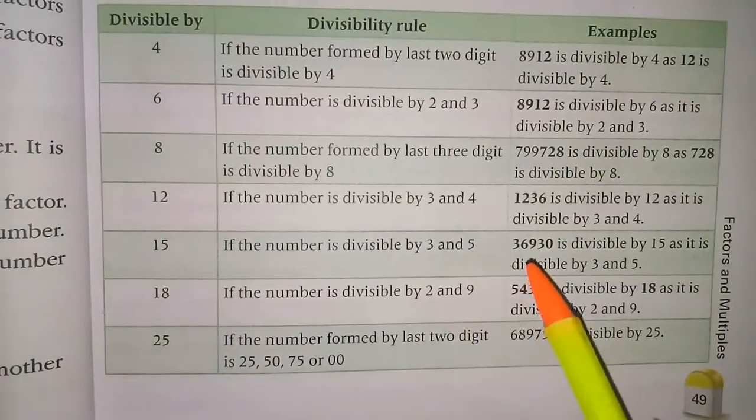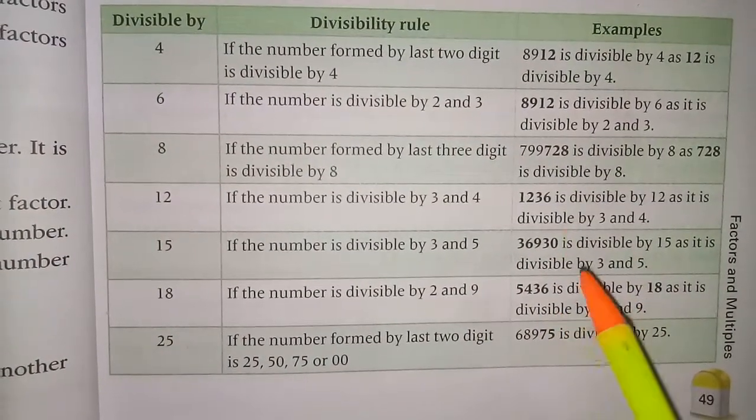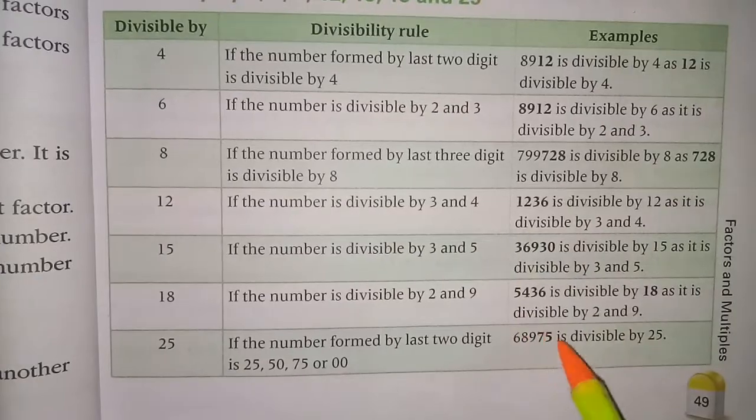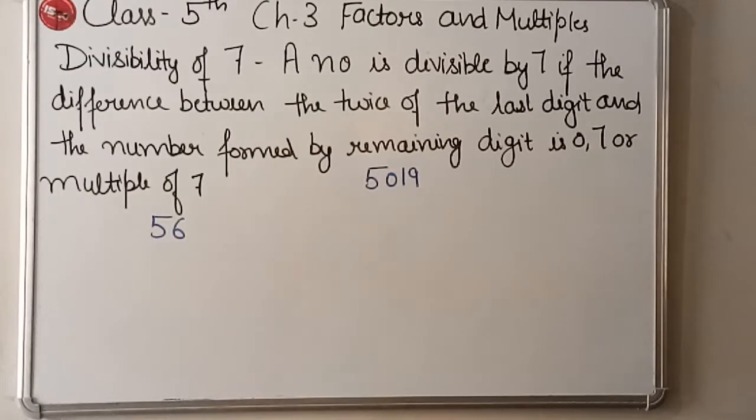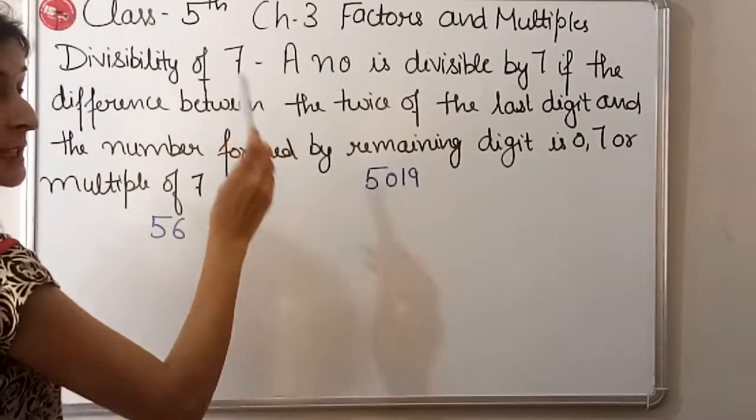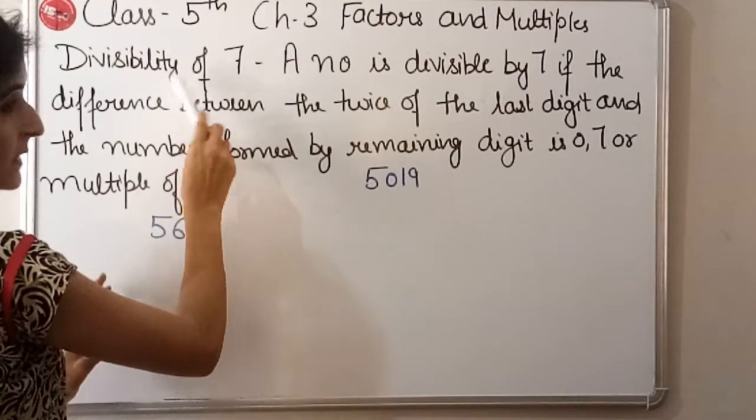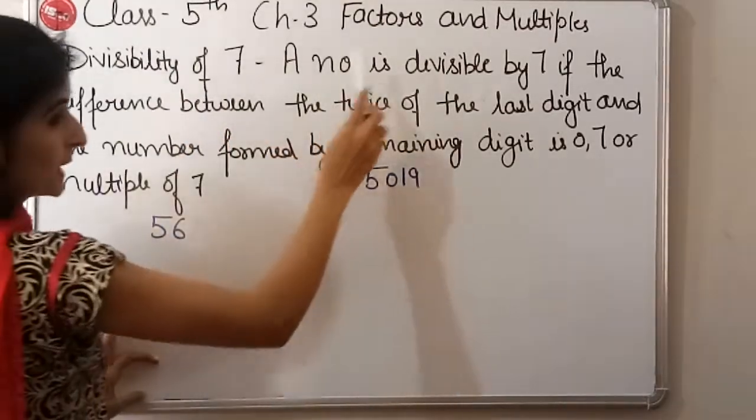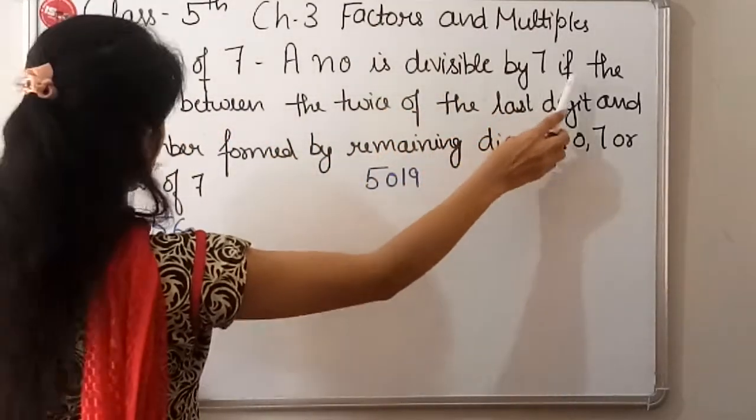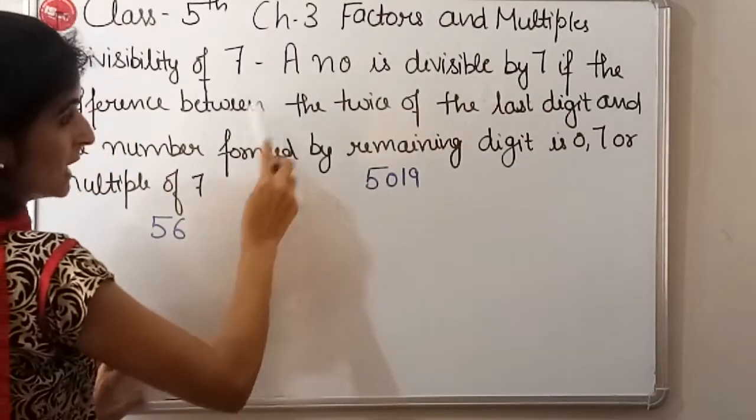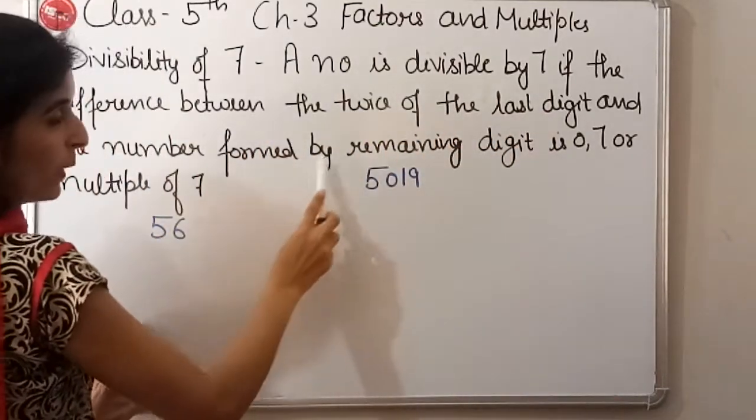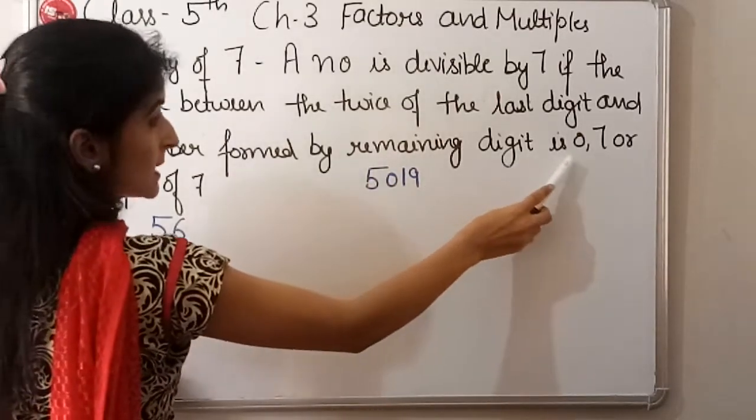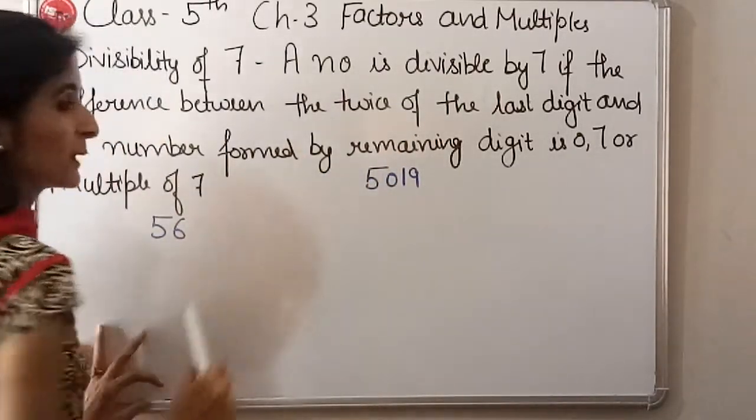Now I will discuss with you the divisibility of 7 and divisibility of 11. After that we have divisibility of 7. So what do we have to do in checking the divisibility of 7? A number is divisible by 7 if the difference between twice the last digit and the number formed by the remaining digits is 0, 7 or a multiple of 7.